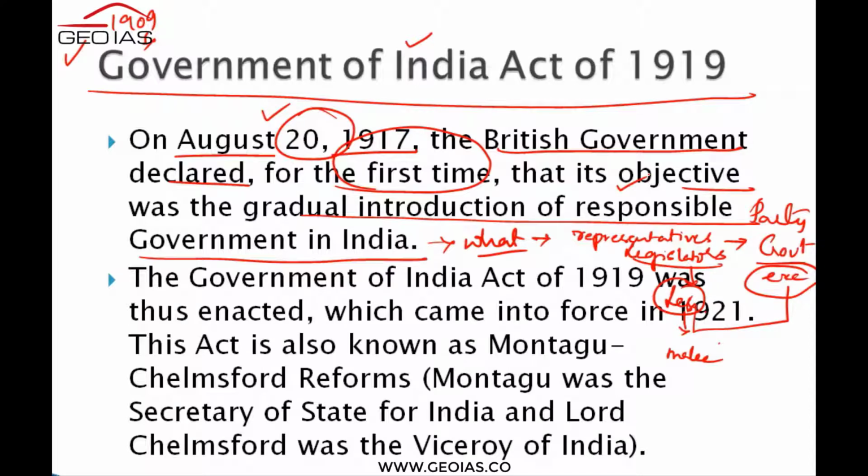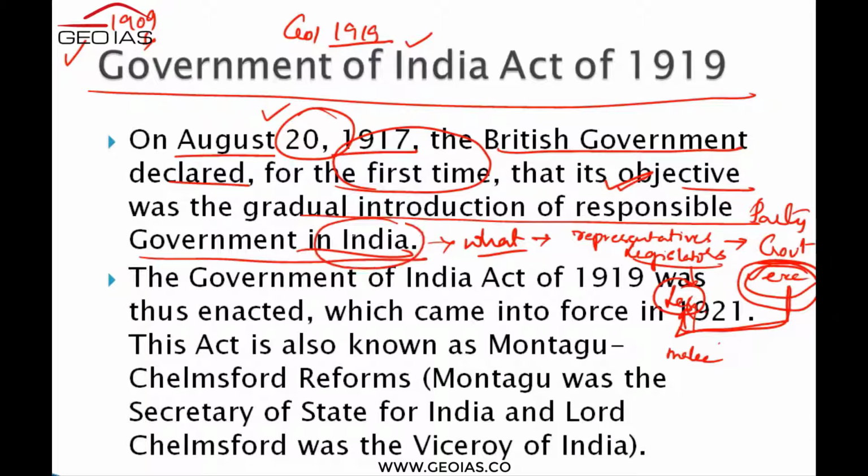So through the Government of India Act 1919, it wanted to bring in that the executive or the government should be responsible to the legislature. So the executive should be responsible to the legislative councils. So it wanted to introduce gradual responsible government in India.